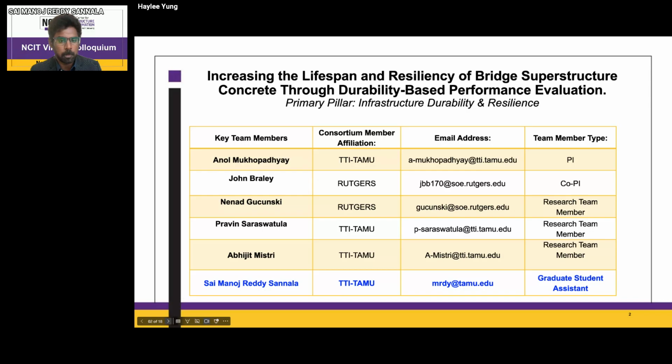PI is Anol Mukhopadhyay and John Braley is a co-PI. Nenad Gukansky is a research team member. Praveen Saraswatula and Abhijit Mistry are research team members. And myself, Sai Manoj Reddy, as a graduate student assistant working on this project. Next slide.